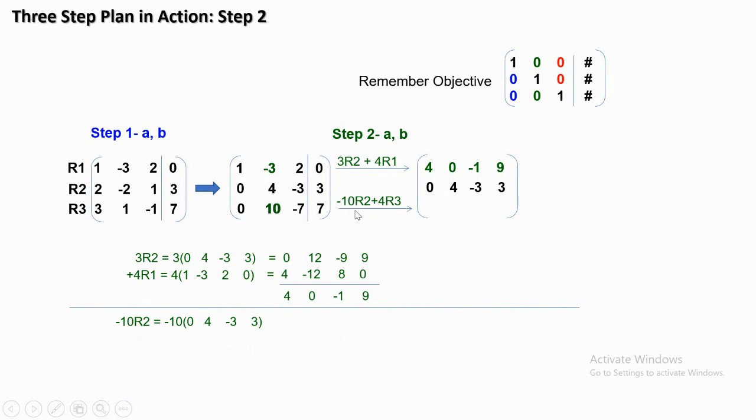In a similar fashion, I'm going to do the next step for step 2. I mean step B for step 2. Negative 10 row 2 plus 4 row 3. So negative 10 times row 2 will give us 0, negative 40, 30, and negative 30. Plus 4 row 3, right? This is my row 3, which is 0, 10, negative 7, 7. So 4 times 0, 4 times 10, 4 times negative 7, and 4 times 7 will give us 0, 40, negative 28, and 28. After we add them, we get 0, 0, 2, negative 2.